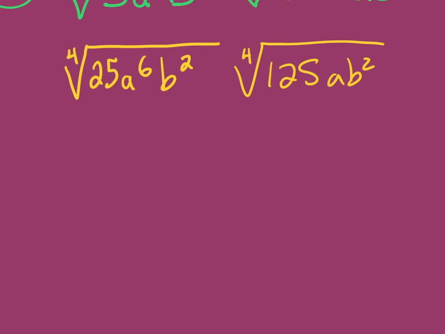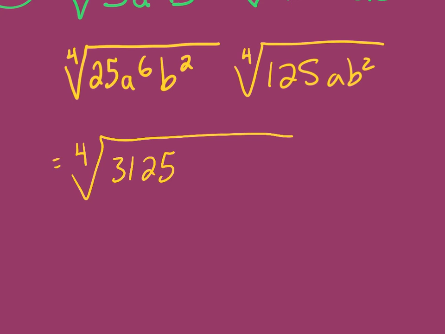So now we can go ahead and multiply these. We end up with 25 times 125. And when you multiply the a's, we've got a to the 6th on the left. We've got a to the 1st on the right. So when you multiply those, we're just going to add their exponents, adding the 6 and the 1. And then same with the b's.